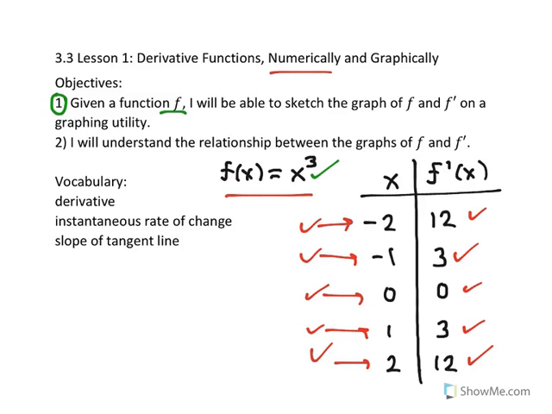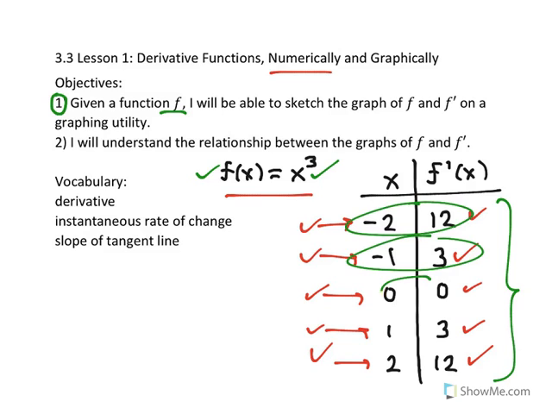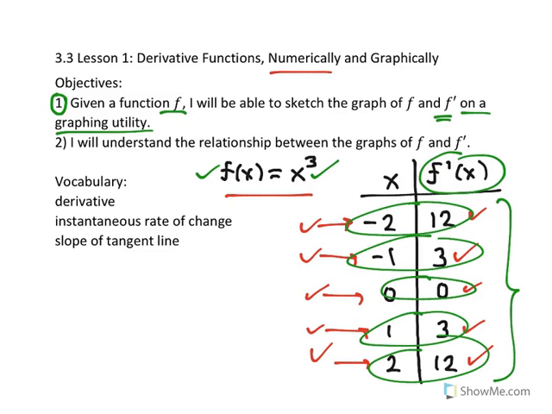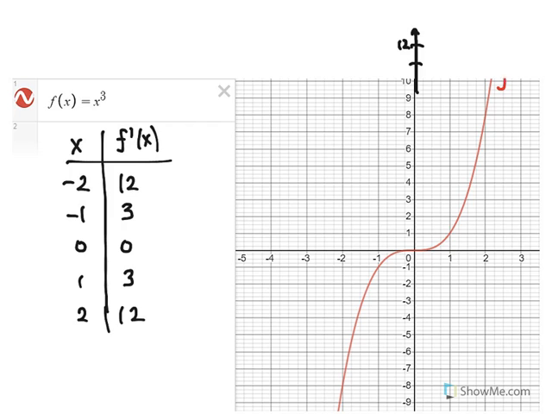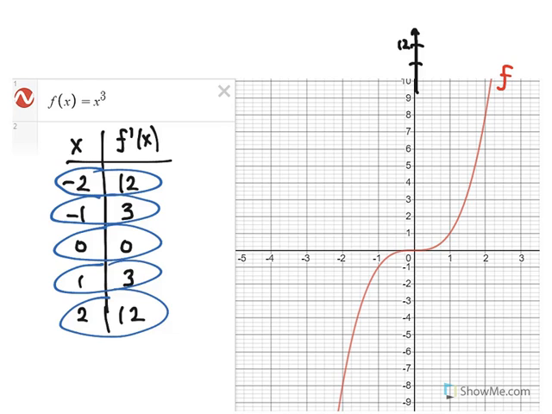So in objective 1, given a function f, you will be able to sketch the graph of f, which is easy to do, and we will use this information because now we have 5 ordered pairs that are on the graph of the derivative. So we will use these 5 ordered pairs to graph the derivative function. Here we have the graph of f of x equal to x cubed, and we will get the graph of the derivative of f by plotting these 5 points that we know are on the graph of the derivative function. We have negative 2, 12. We have negative 1, 3. We have 0, 0. We have 1, 3. And we have 2, 12.